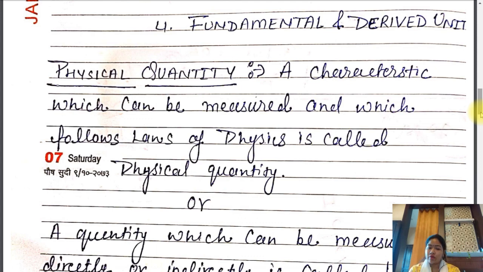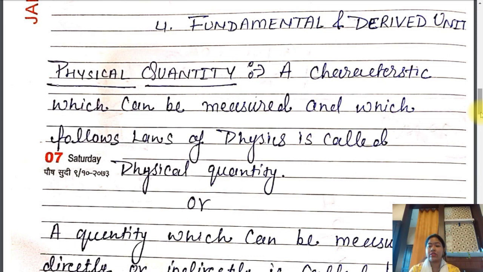Any physical quantity is defined as one which can be measured directly or indirectly. And if we go through the standard definition of a physical quantity: a characteristic or property which can be measured and which follows the laws of physics is called a physical quantity.